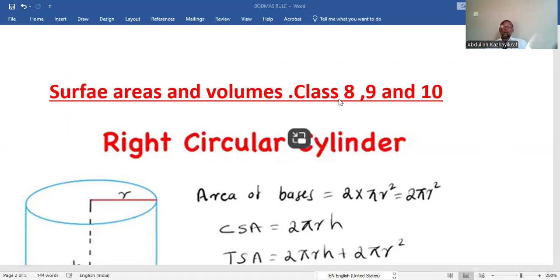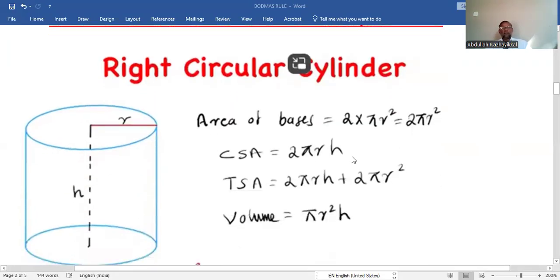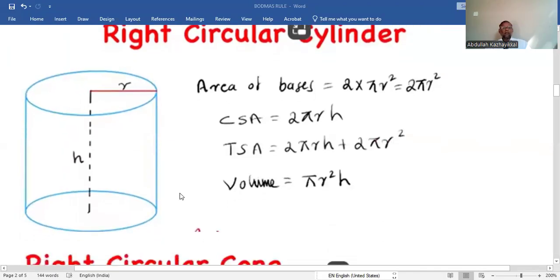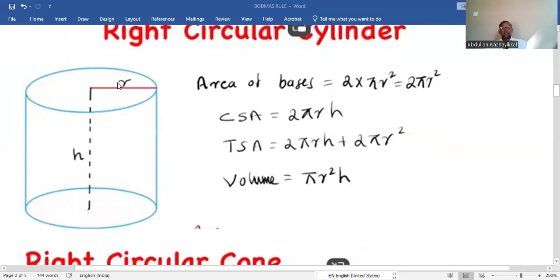In class 8 I told you cuboid, cube, then cylinder. Here what I explained is the right circular cylinder. Here is the height and this is the radius. Area of bases is 2 pi r square, that means 2 circles. CSA is 2 pi r h, I told you, base perimeter into height. TSA is 2 pi r h plus 2 pi r square.